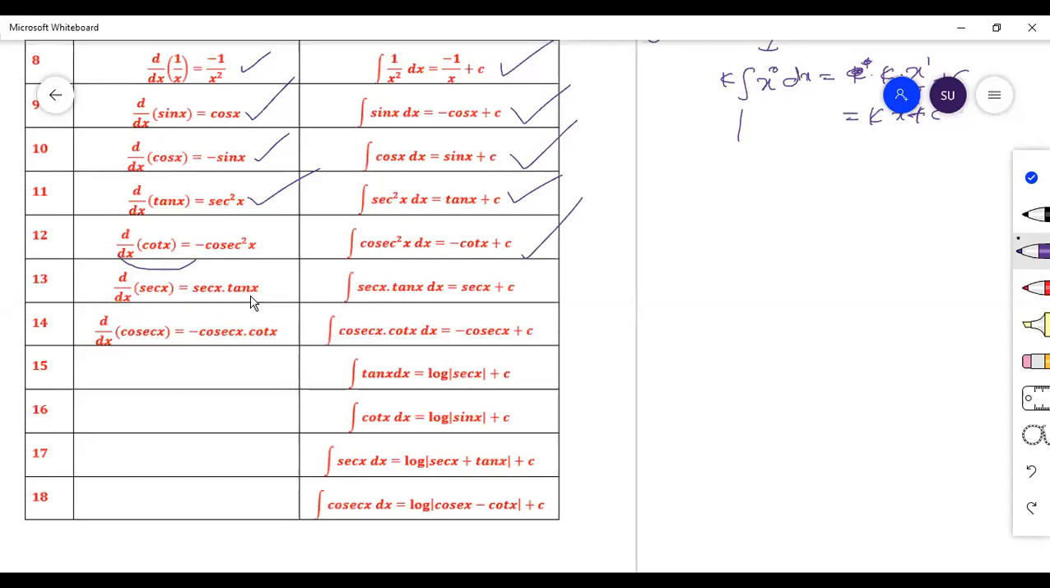d by dx of secant x is secant x into tan x. If it comes this side, that is the integral. Integral secant x into tan x is secant x plus c. d by dx of cosecant x is minus cosecant x cot x. The same way, integral cosecant x cot x is equal to minus cosecant x. And in the same way we have some other formulas. Integral of tan x dx is equal to log mod secant x. Integral cot x dx is equal to log mod sin x. Integral secant x is log mod secant x plus tan x. Integral cosecant x dx is equal to log mod cosecant x minus cot x.